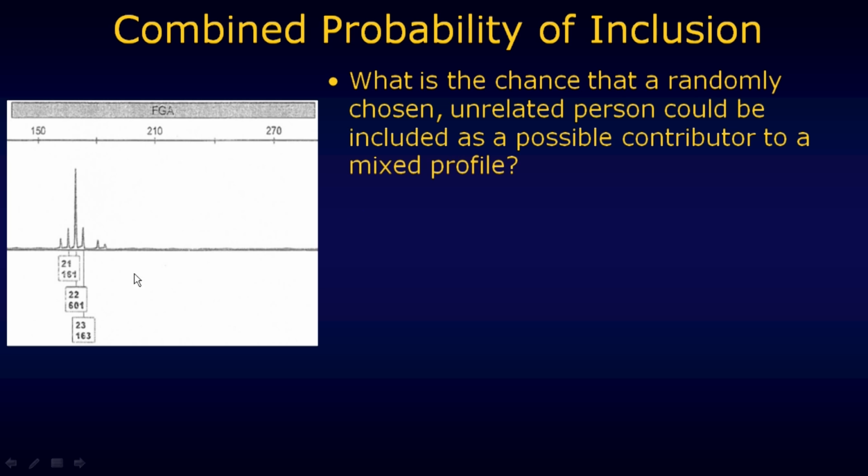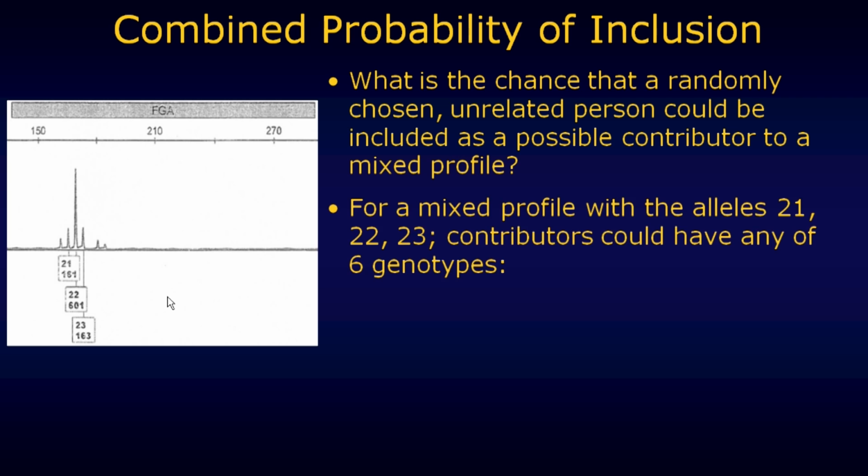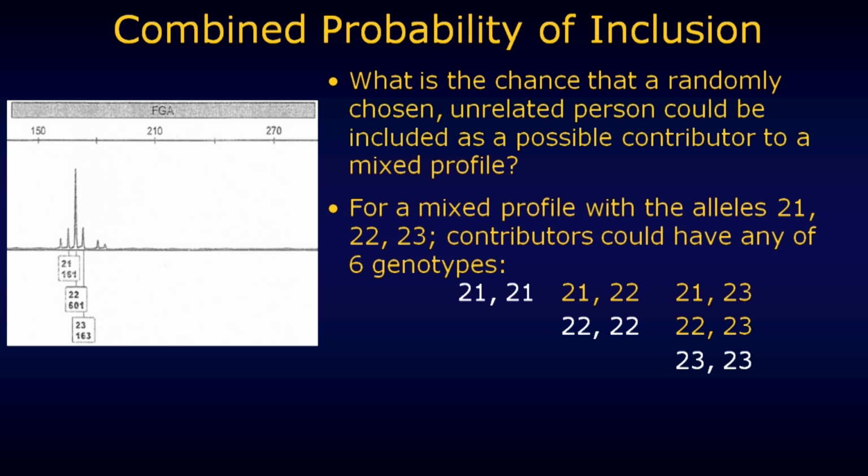to a mixed profile. Here's our mixed profile. How many people, how many different genotypes could have contributed to this particular mixture? Well, where we have 3 alleles, there are a total of 6 different genotypes that might be in the mix. Here they are for you. We could have this be a mixture of a 21-21 with a 22-22 with a 21-23. That would account for all the alleles that we're seeing. The people with these genotypes are ones that could not be excluded as a possible contributor to this mixture. In other words, they could be included as a possible contributor to this mixture.